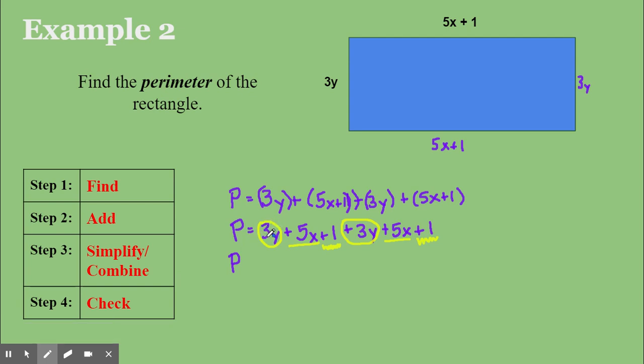So we have 3y and 3 more y. How many y's is that? 6 y's. Okay. Now we have 5x and 5 more x's. So that's 10 x's. We're adding the coefficients. Then we have 1 plus 1, which is 2. So the perimeter of this rectangle is represented by the expression 6y plus 10x plus 2. Combined, done.